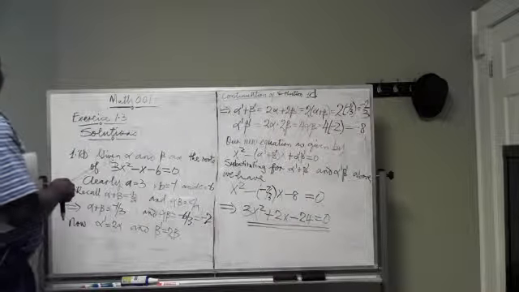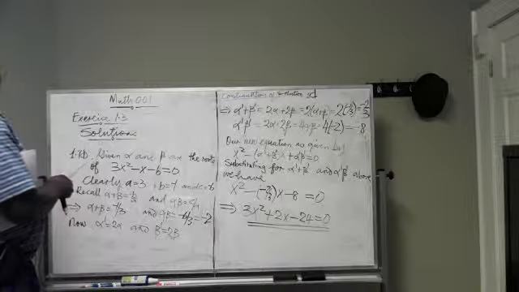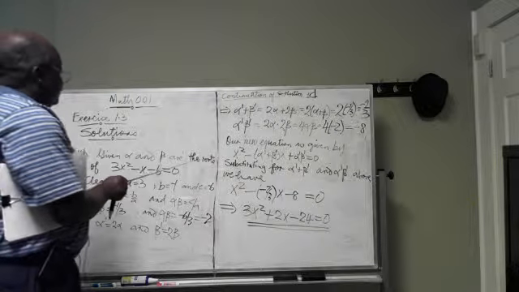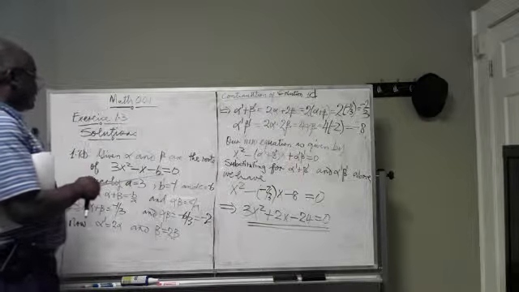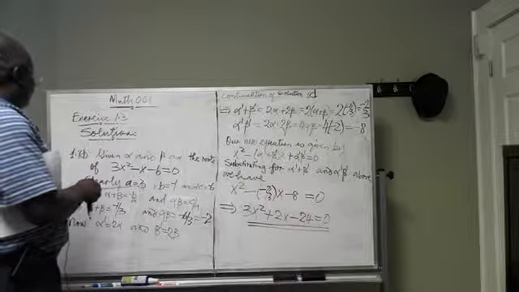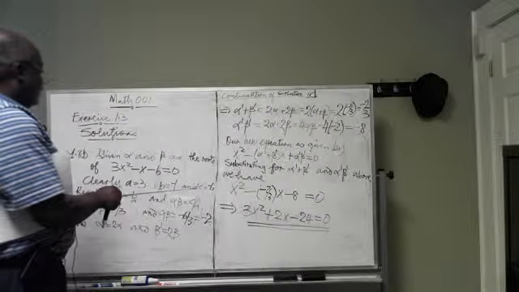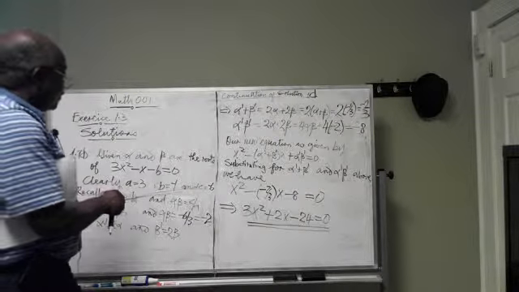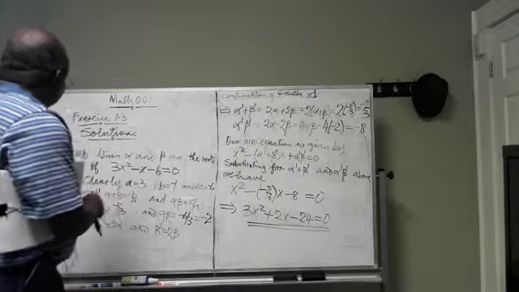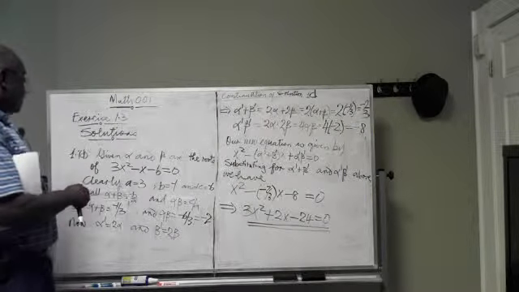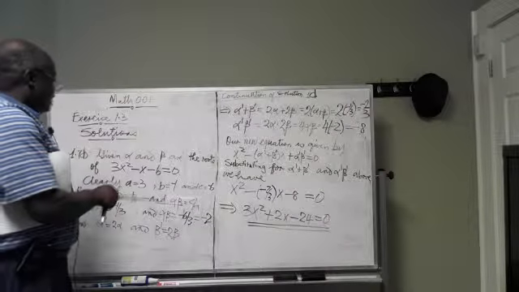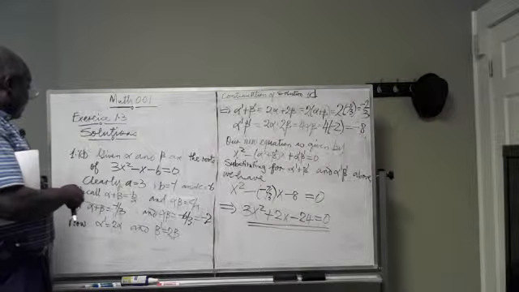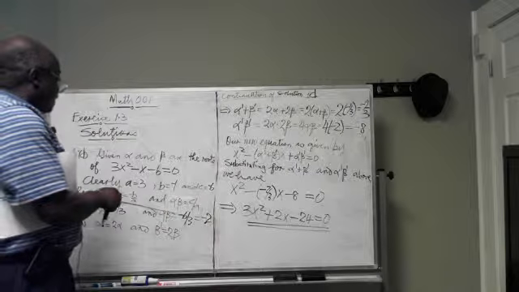Exercise 1D. Solution to problem 1D of exercise 1.3. Given alpha and beta are the roots of 3x squared minus x minus 6 equals 0. Clearly, A equals 3, B equals minus 1, and C equals minus 6. Recall, alpha plus beta equals minus B over A, and alpha beta equals C over A. This implies alpha plus beta equals minus 1 over 3 and alpha beta equals minus 6 over 3, which is equal to minus 2.